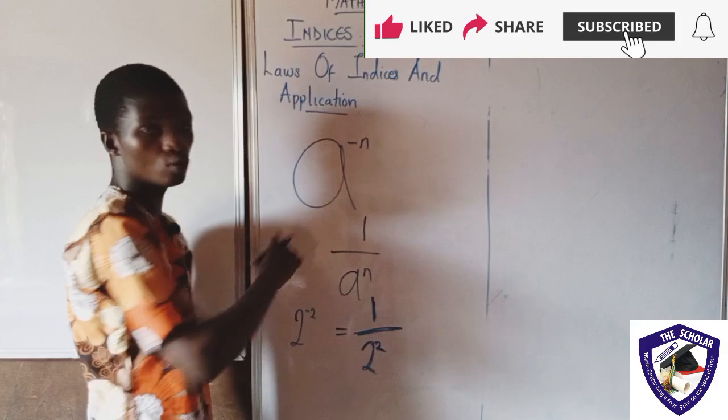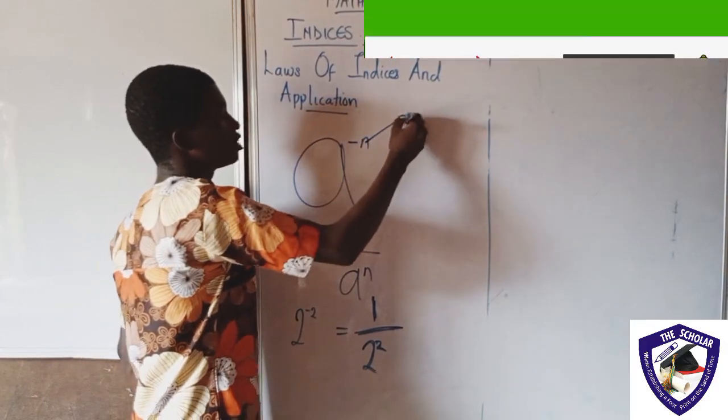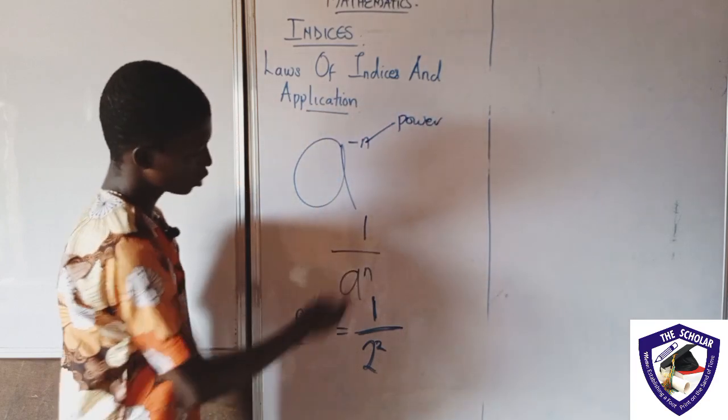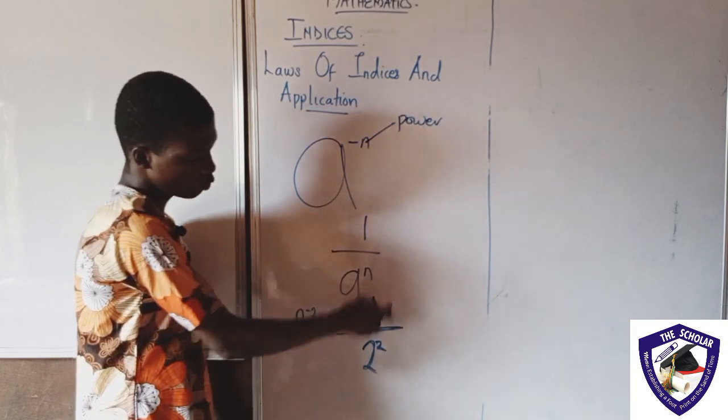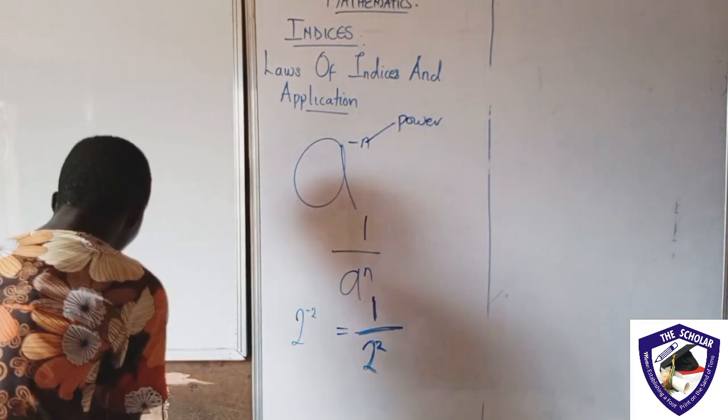Now, a could be any number, and n could be any number, but n is the power. That means when you have 2 raised to the power minus 2, you are going to have 1 over 2 raised to the power 2. That's the law. Now let us move on to another law.